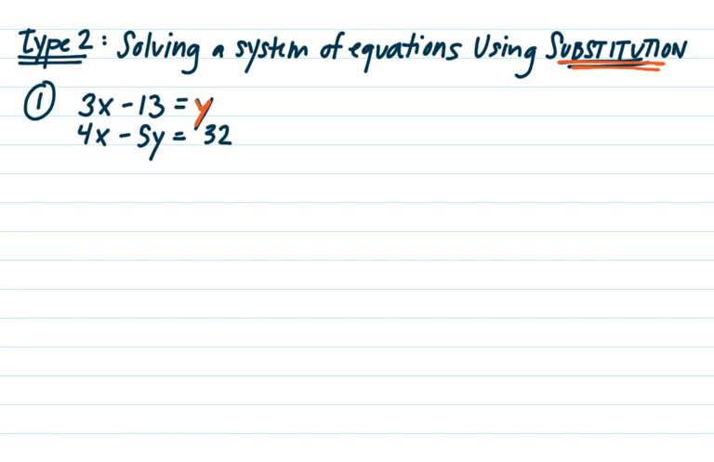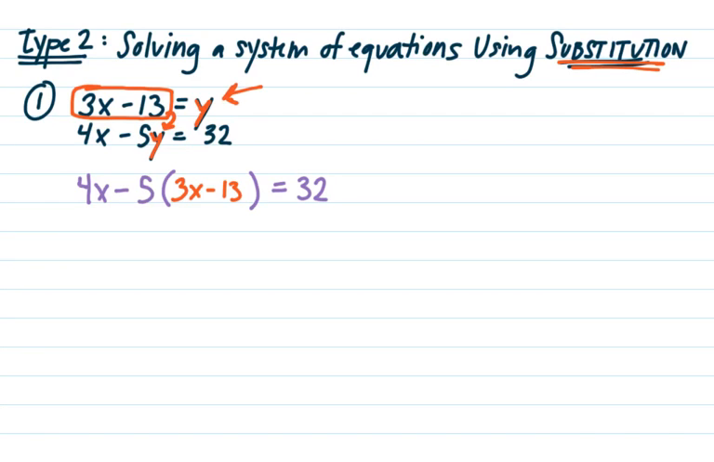So I can't set them equal to each other easily, but since I know that this whole expression is equal to y, in this equation, instead of putting y, I can substitute that expression. So what do I mean? Let's rewrite it. We've got 4x minus 5 times y. I'm going to put a big bracket there, equals 32, because instead of writing the letter y, I'm going to write what I know y is equal to from the first equation. And instead of y, I'm going to write 3x minus 13, which we know equals y from this equation.